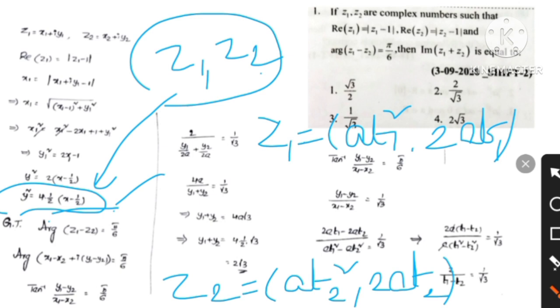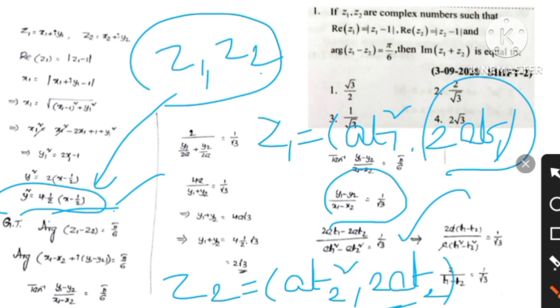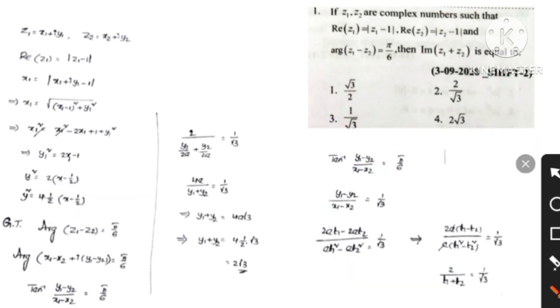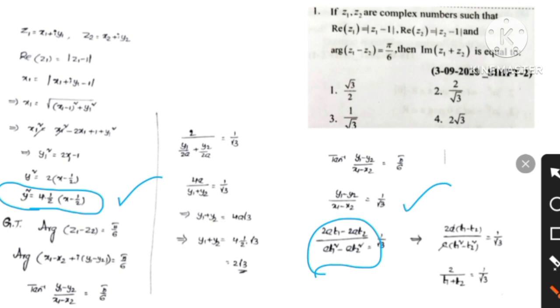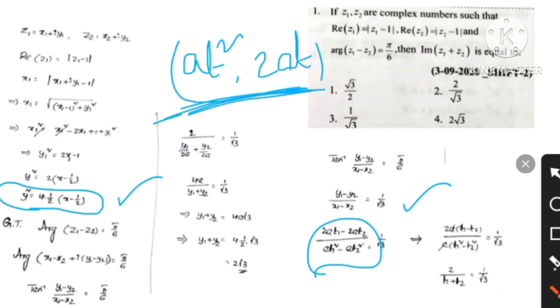That is, here (y1 minus y2) by (x1 minus x2) means replace the values. What are y1, y2? 2at1 minus 2at2, by what are x1, x2? at1 squared minus at2 squared. Understand all of you? Why are we taking these 2 points in place of x1, y1, x2, y2? Here we get the locus equation as the parabola, and in general the points on the parabola are of the form (at squared, 2at). For that reason we are taking Z1, Z2 as (at1 squared, 2at1) and (at2 squared, 2at2). Understand all of you?